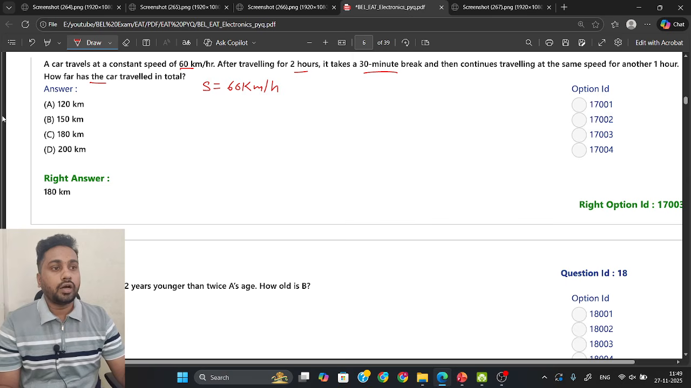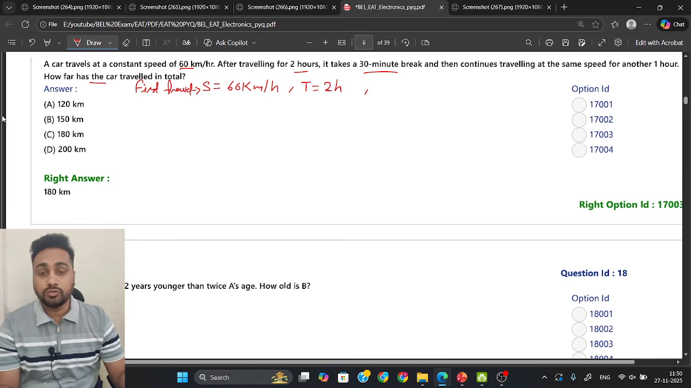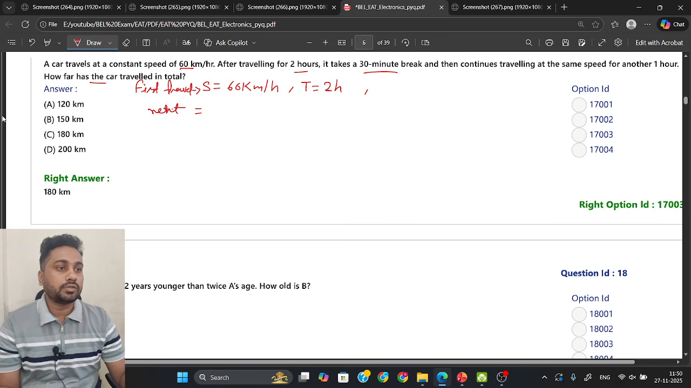Okay, and now after traveling 2 hours, so t is how much? Time is 2 hours. After traveling 2 hours, he is going to take a rest for 30 minutes. So first traveling he is doing at the speed of 60 kilometers per hour and the time he is spending is 2 hours. After that, next it is mentioned he is taking a 30-minute break. The car is in rest mode.